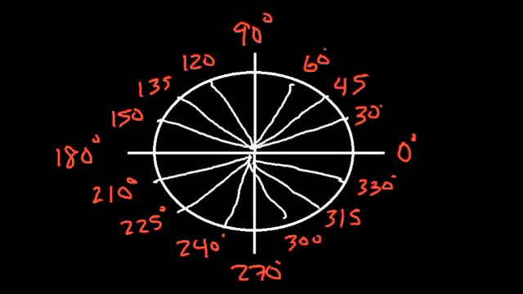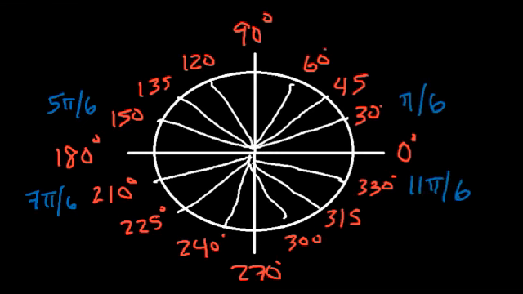Now you need to know the angles in radians that correspond to these values. So 30 is the same as pi over 6. 150 is 5 pi over 6. 210 is 7 pi over 6. And 330 is 11 pi over 6. All of these share the same reference angle, which is 30 degrees.